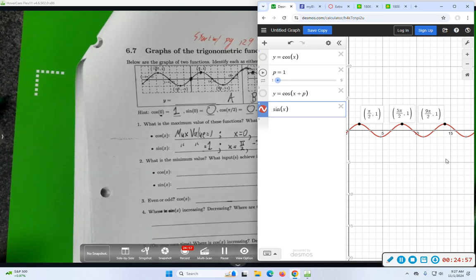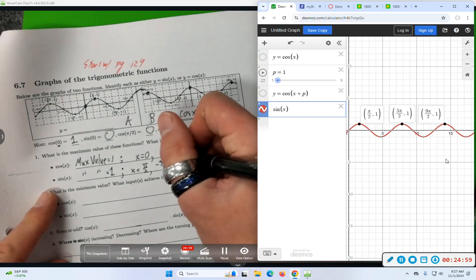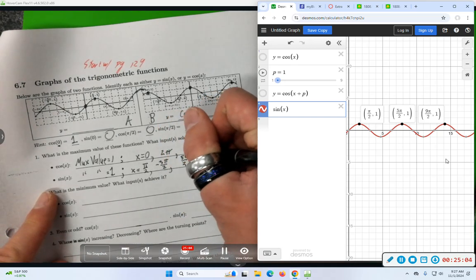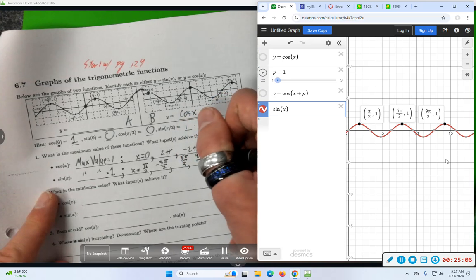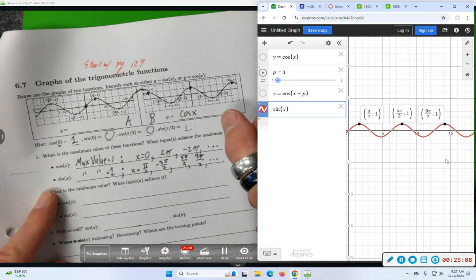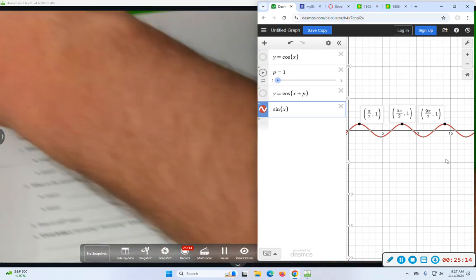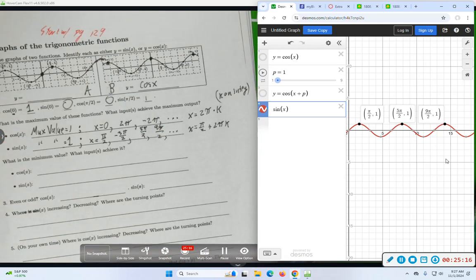So let's list some of these. It looks like 5 pi over 2 was one of them, and there was a 9 pi over 2. Let's put the dot dot dots down. It looks like x equals pi over 2 plus any multiple of 2 pi. That seem pretty alright?